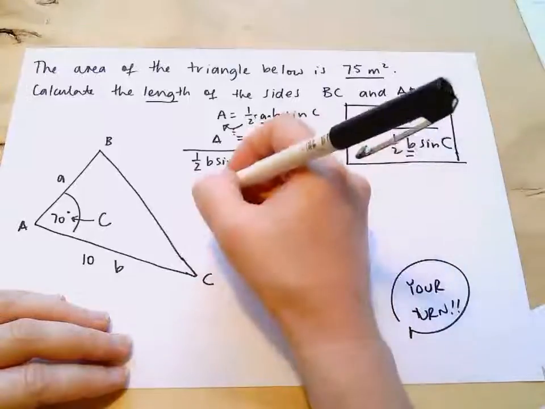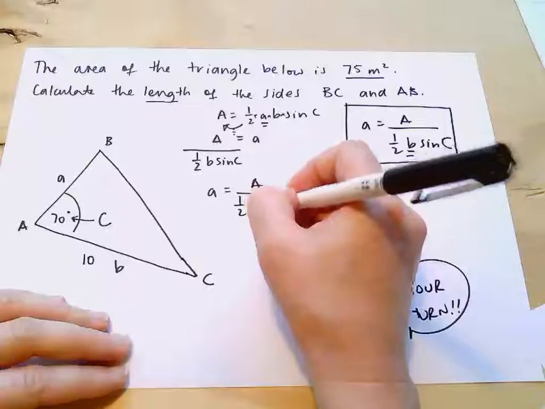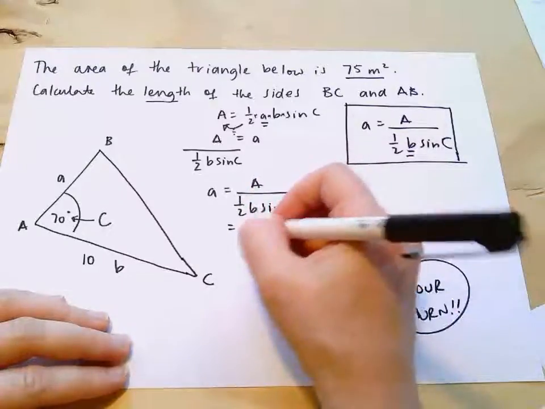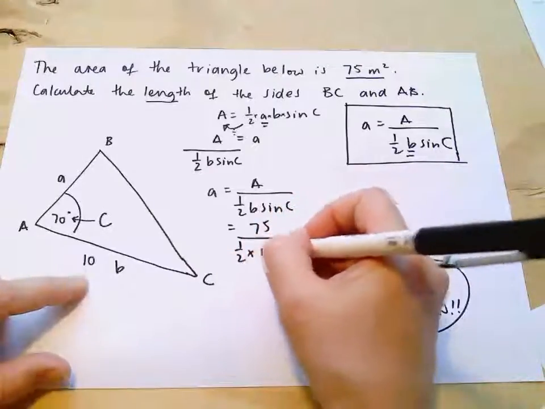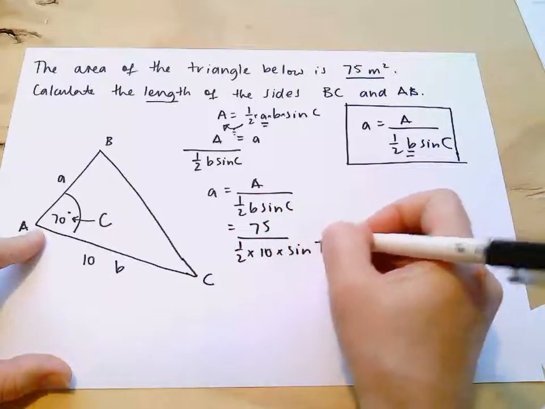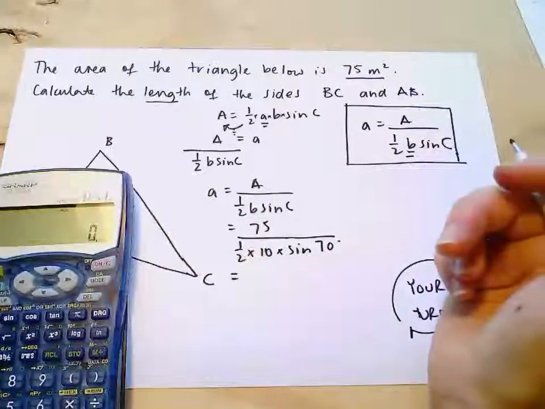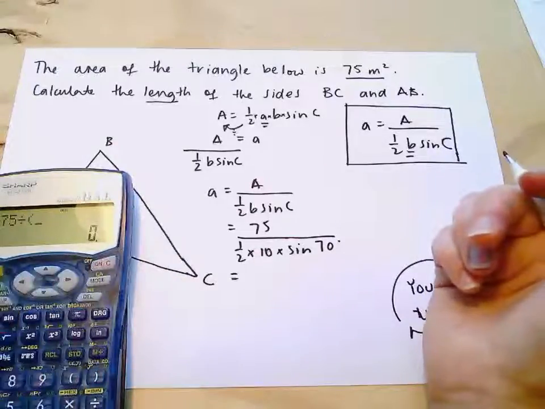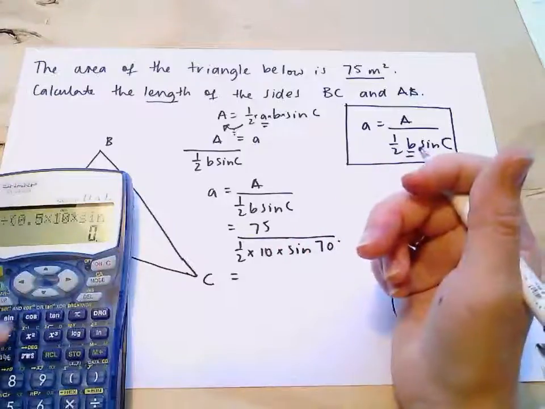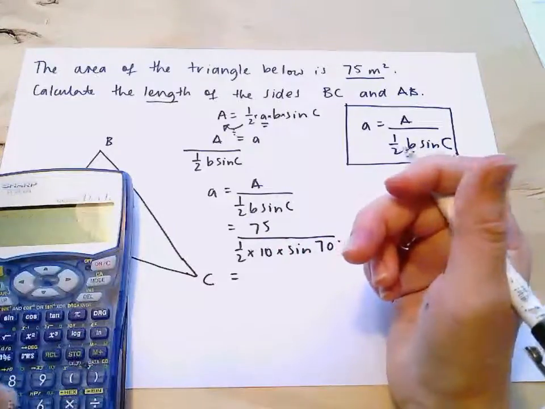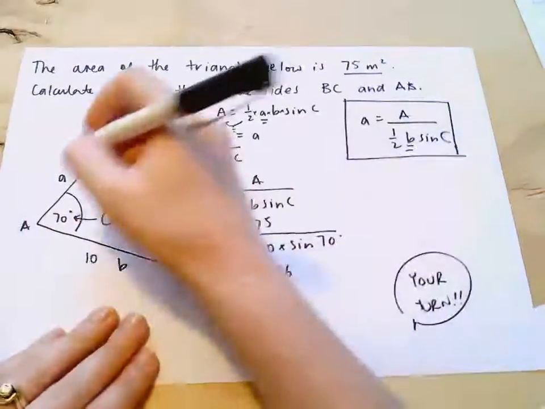So give it a go. A equals the area over a half B sine C. Whack in my information. The area was 75 divided by a half. B was 10. Sine of 70 was my angle. Whack it into my formula. 75 divided by, open brackets, a half of 10 times sine 70, close my brackets, gives me 15.96.